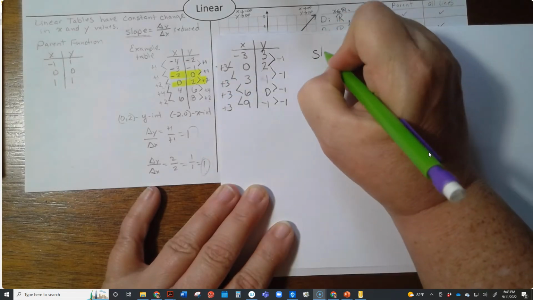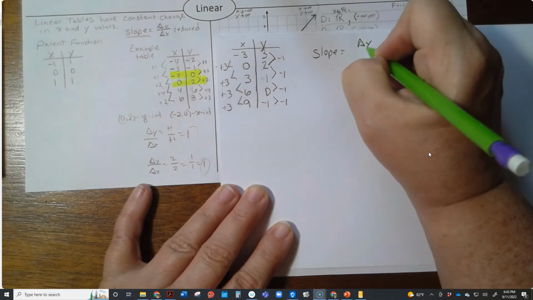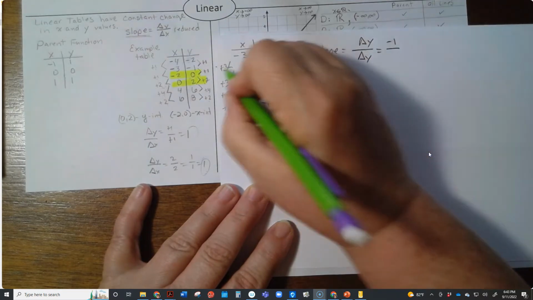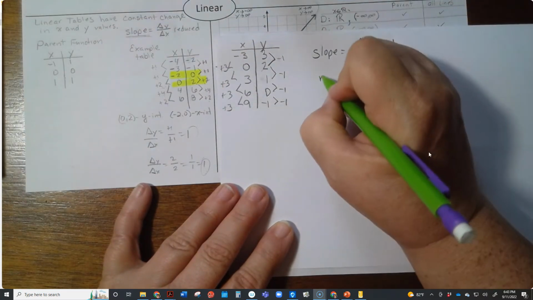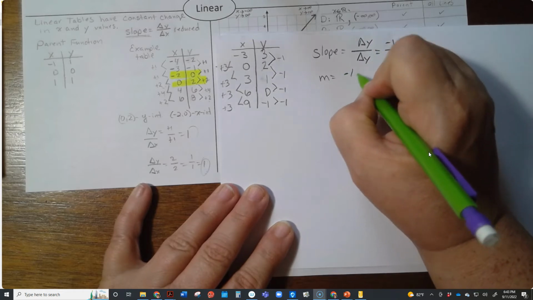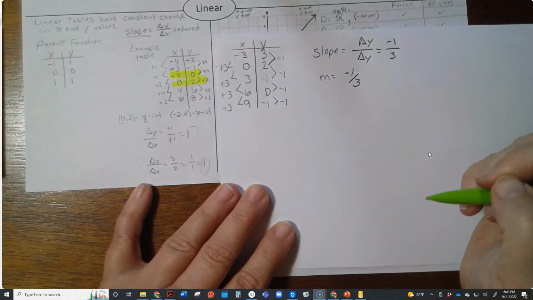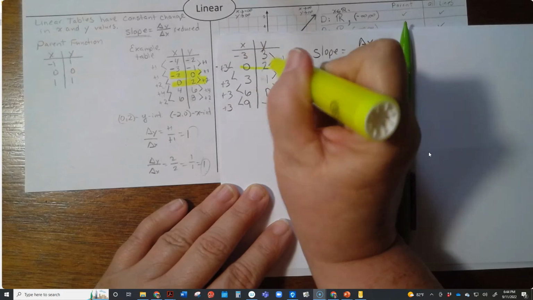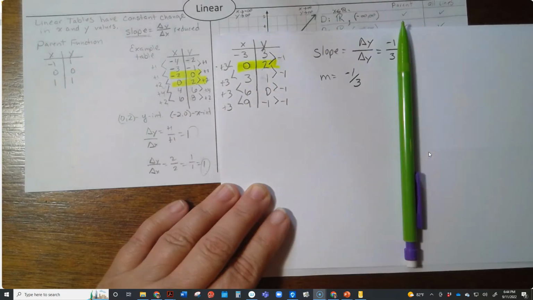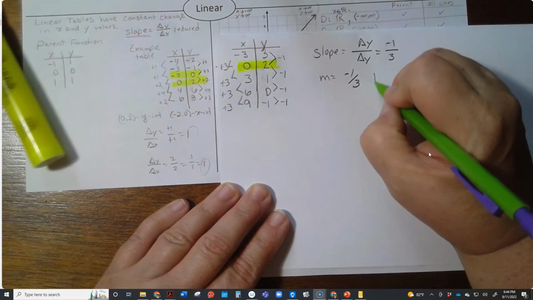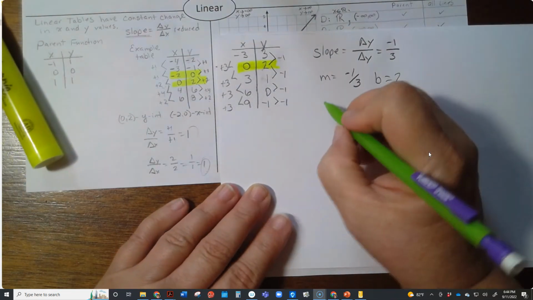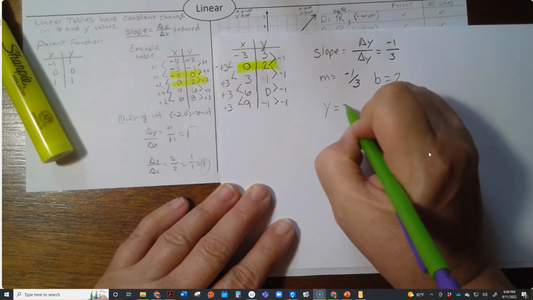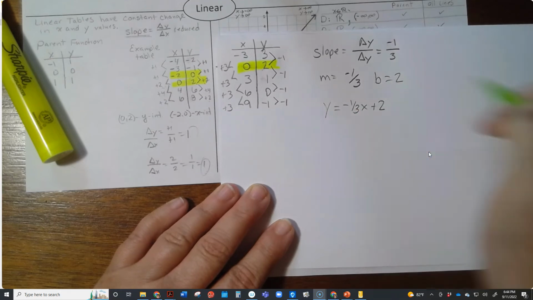So the slope, it looks like, is the change in y over the change in x, which was a negative 1 over a positive 3. So it looks to me like the slope is negative 1/3. Do we have a 0 term? We do. We have x is 0 and y is 2. So we can just tell by looking right there that the b is 2. And we can write y equals negative 1/3 x plus 2.